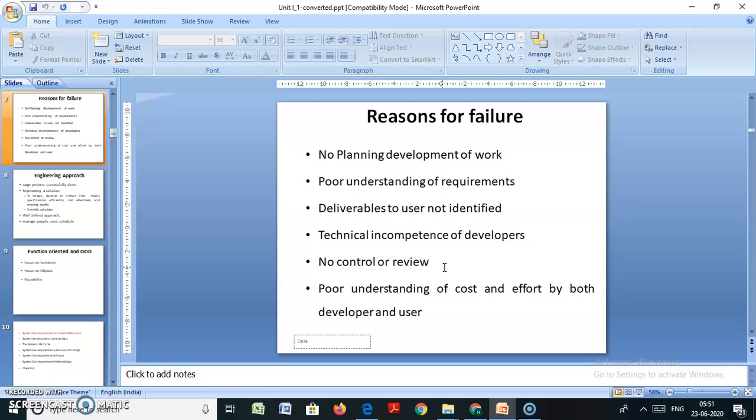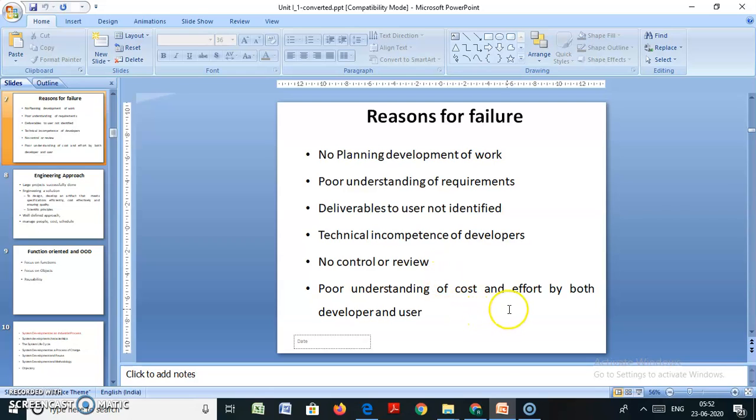Review is necessary. We develop the product step by step, and in each step we ask what the feedback of step one is, what the feedback of step two is, what the feedback of step three is. Based on that review we develop the product. Without review, definitely we can deliver the wrong product to the customer. We may deliver a failed product to the customer.